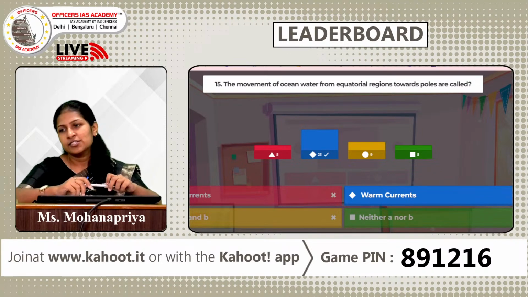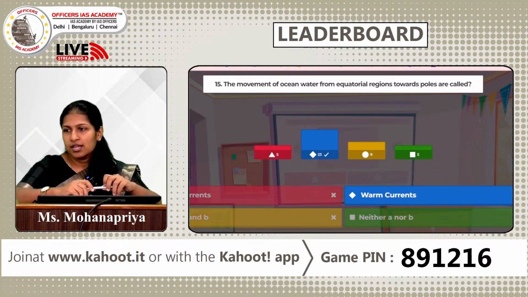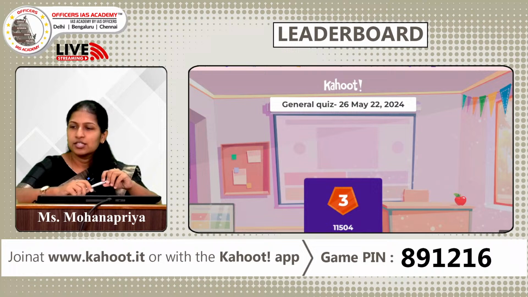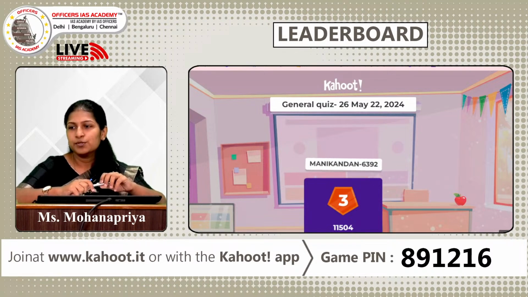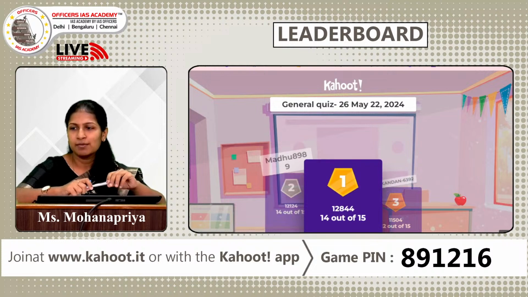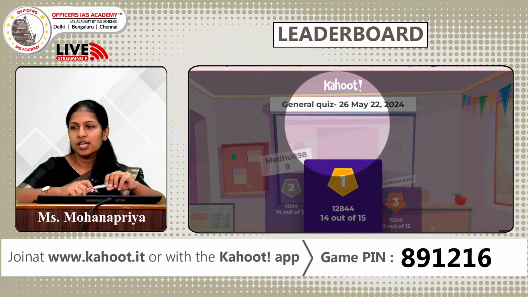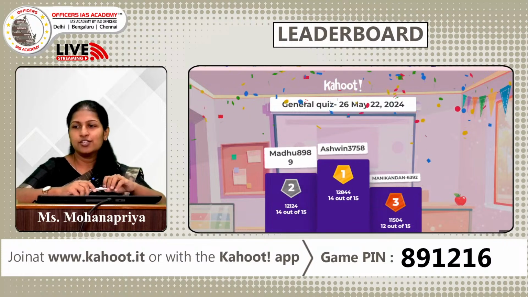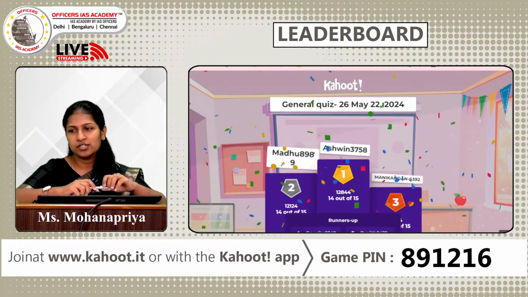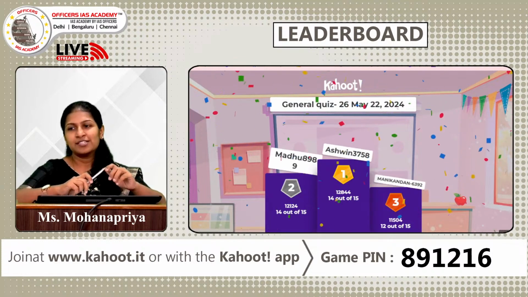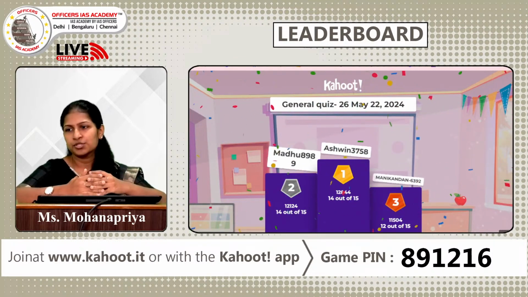Okay, yes. So now let us have a look at the scoreboard. So the third position is got by Manigandan. Good job. Second position by Madhu, and first position is Ashwin. Yes, very good. Congratulations to all the winners. Good job. And others, you also participated really well. There was a very close competition.